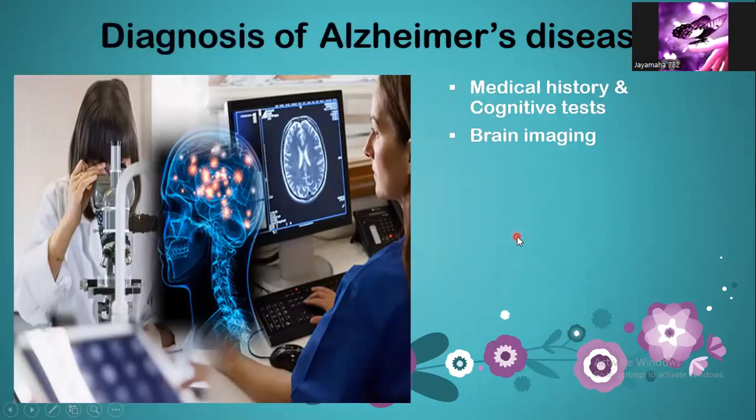Let's see what the diagnoses related to Alzheimer's disease are. They are the medical history and cognitive test, brain imaging, and the biomarkers. In the medical history and cognitive test, memory and problem-solving assessments are given. And in brain imaging, MRI and CT scans check for brain shrinking or other issues. And the biomarkers include both blood tests and spinal fluid. Those tests help to analyze and detect the beta amyloid and tau protein levels.